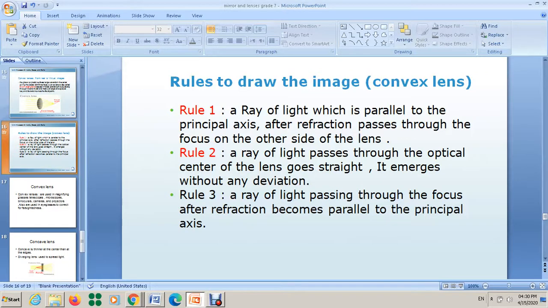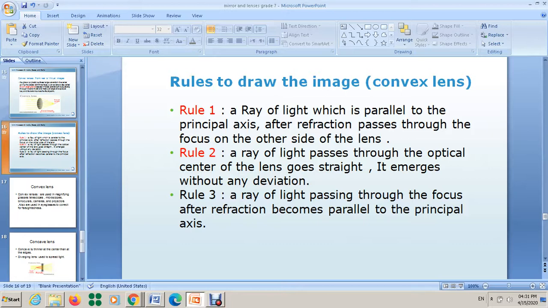Hello everyone. Today we want to continue talking about convex lens and how to draw the image for the object that is in front of a convex lens by using the rules that we studied. And I want to remind you that the position, or how close the object is to the lens, will affect the properties of that image.